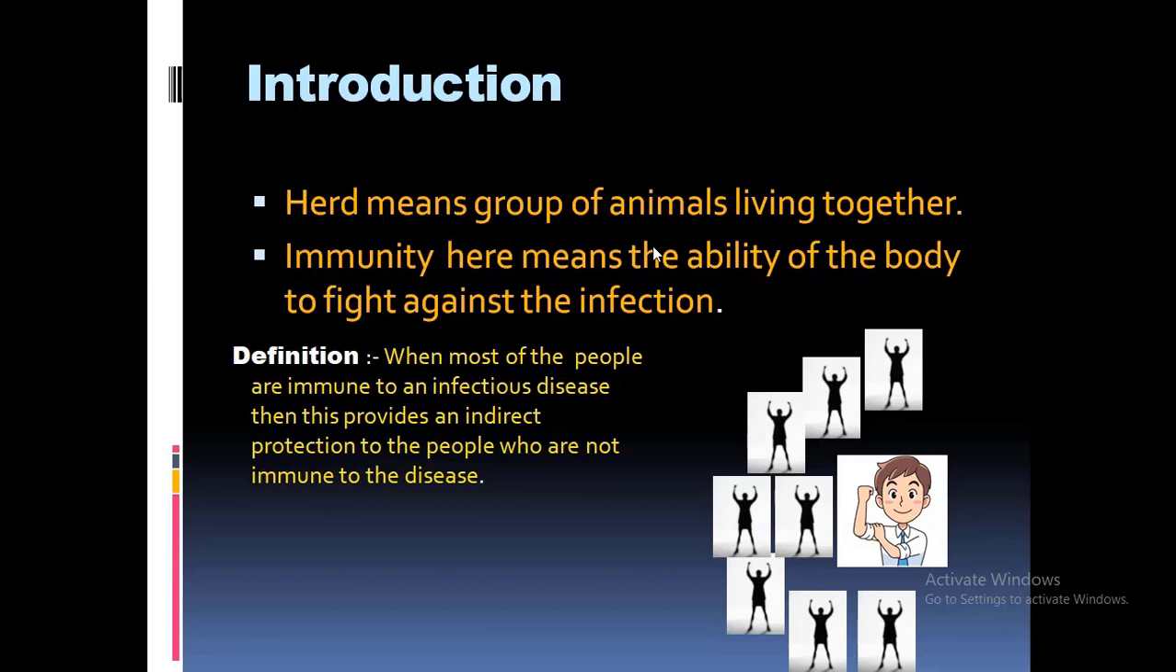So next is the definition. When most of the people are immune to an infectious disease, then this provides an indirect protection to the people who are not immune to the disease. Let me simplify this by seeing this example. Here this person is neither vaccinated nor has antibodies for the infection, but still he is protected because the people around him are immune to the infectious disease. That means he is getting an indirect benefit, right?